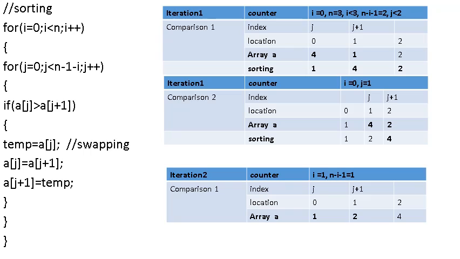So a of j, the value is 4. 4 will be moved to temp. Now a of j is equal to a of j plus 1, that is a of 1. A of 1, the value stored is 1. So 1 will be moved to a of j. Then a of j plus 1 equal to temp, so 4 will be moved here. So 1 and 4 are sorted.